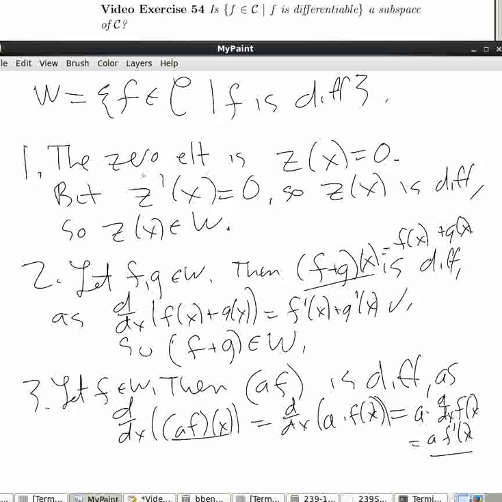So in other words, what have I shown? I've shown the 0 element is in W. I've shown that the sum of any two of these functions is in W, because the sum is going to be differentiable. This is what tells me whether it's in or not. And I've shown that a scalar multiplication of anything in W is in W. So these three things hold. So by theorem 45, W is a subspace.